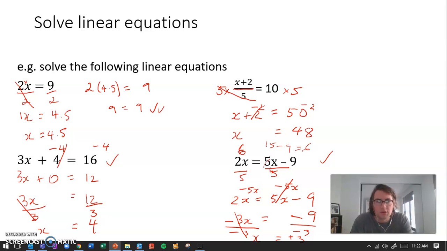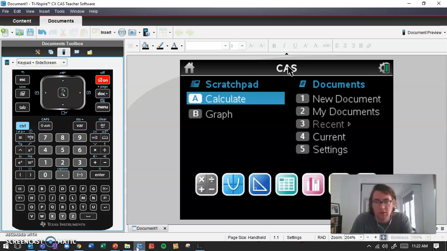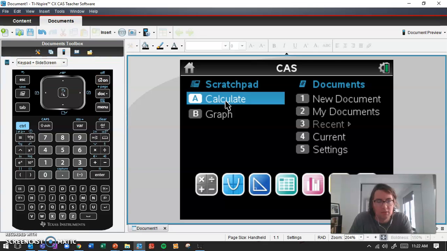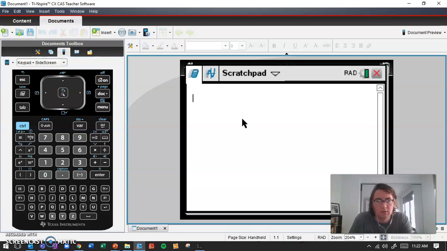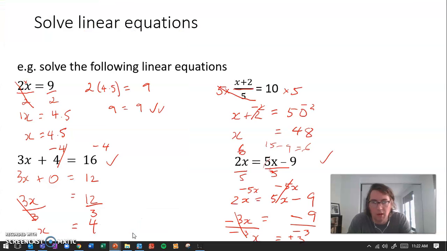Okay. So with these questions, it's really just trial and error. You need to practice to get them right. But if you want to double check, you don't have to substitute. You can use your calculator. So if I use my CAS here, I can just go to the scratch pad, calculate, and I can use that equation I had before. Let's say I'm after the answer to this equation here, 3x plus 4 is equal to 16. Well, let's do this one here, 2x is equal to 5x minus 9.